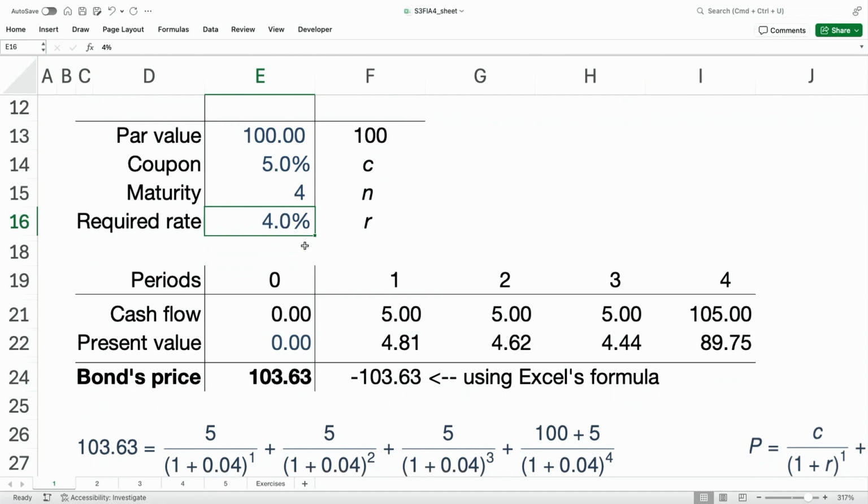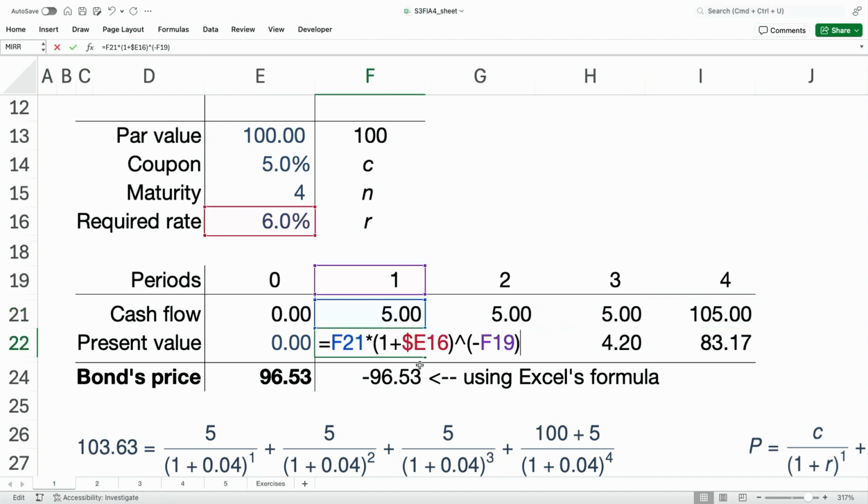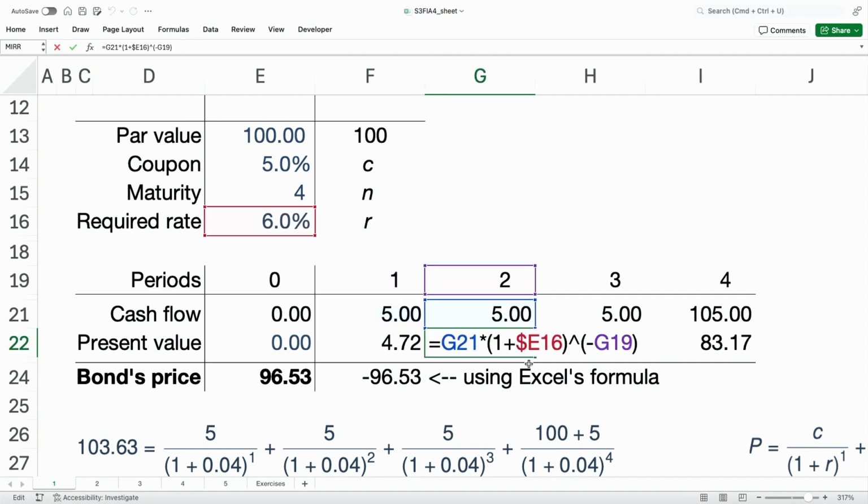For example, if I change the required return to 2%, you should observe that we get 111.42. If I change it to 6%, we get 96.53. What's going on? Again, we're discounting these cash flows at different required rates of return. These are the fundamentals of the time value of money, which we're not referring to explicitly. However, paying a lower price for a fixed rate bond, as you notice, generates a higher return, and vice versa. A higher return requires a lower price.